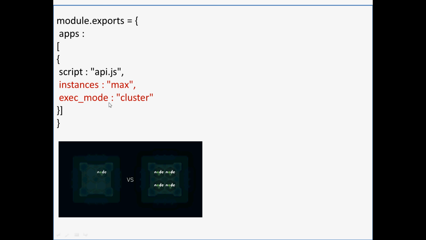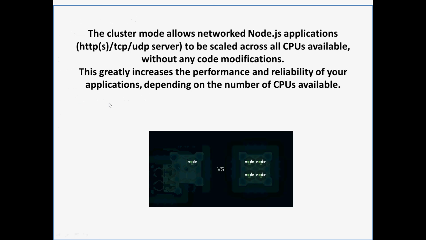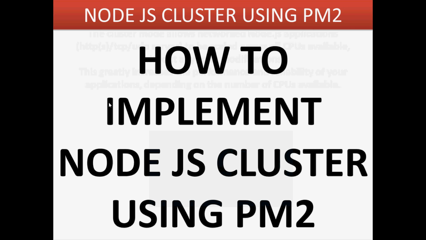Friends, this is very important. Normally in today's world, performance and scalability come first, otherwise your application will not survive. So we need to use the maximum of what Node.js and PM2 provide. So this was all about how to implement a Node.js cluster using PM2.